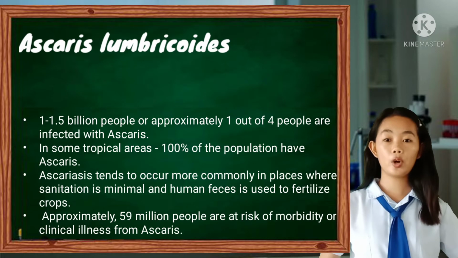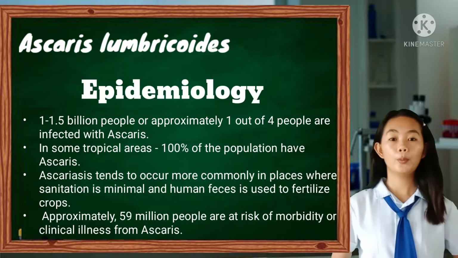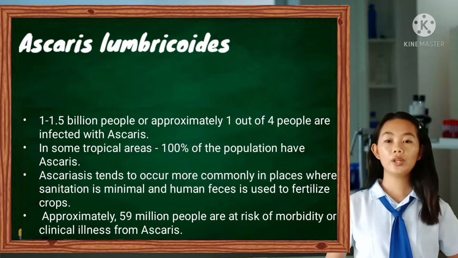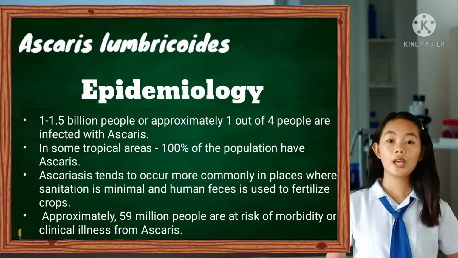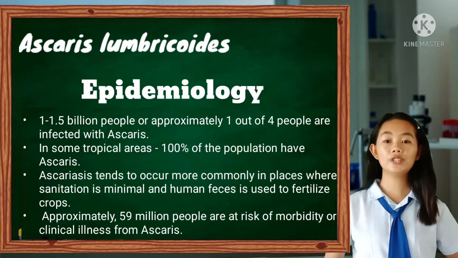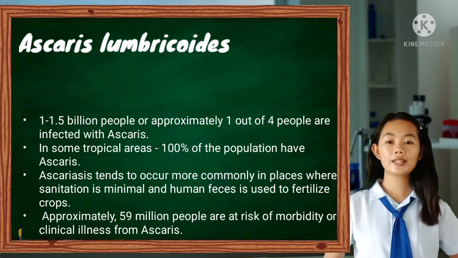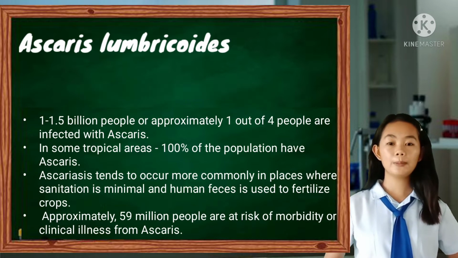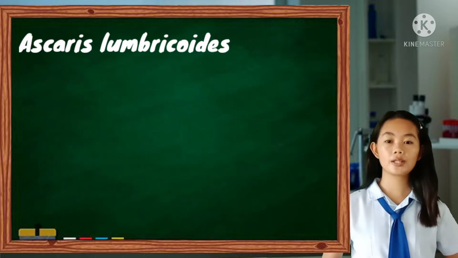Ascariasis, or Ascaris lumbricoides, plagues more people in the world than any other parasitic infection. Some estimate that as many as 1 to 1.5 billion people, or approximately 1 out of 4 people, are infected with Ascaris. In some tropical areas, 100% of the population has Ascaris. Ascariasis tends to occur more commonly in places where sanitation is minimal and human feces is used to fertilize crops. As a result, the majority of Ascaris infections are concentrated in the developing world. Approximately 59 million people are at risk of morbidity or clinical illness from Ascaris.